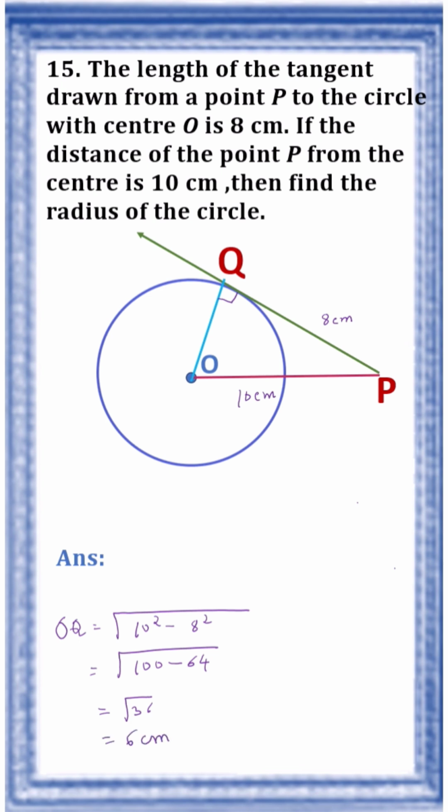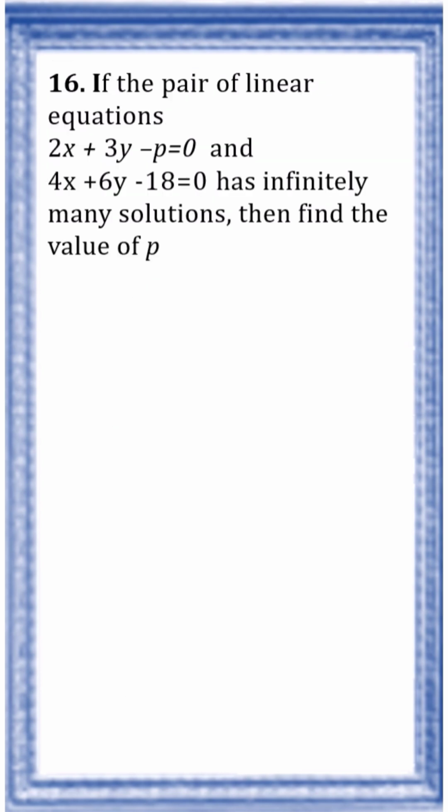So OQ is equal to 6 centimeter. 16th question. If the pair of linear equations 2x plus 3y minus p is equal to 0 and 4x plus 6y minus 18 is equal to 0 has infinitely many solutions, then find the value of p.